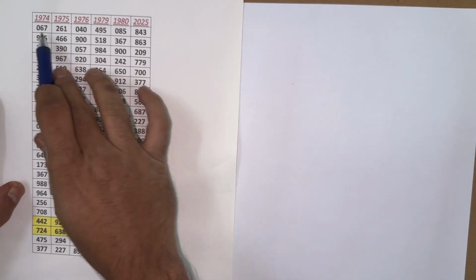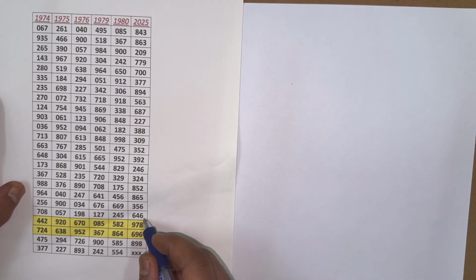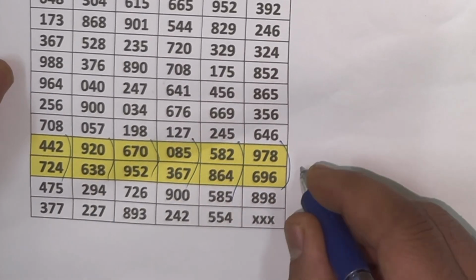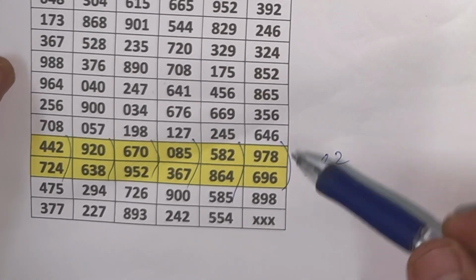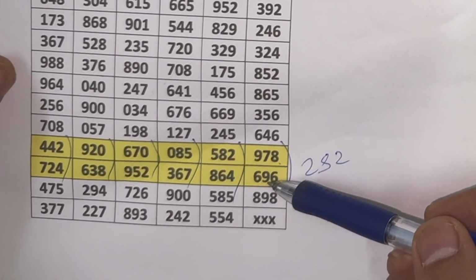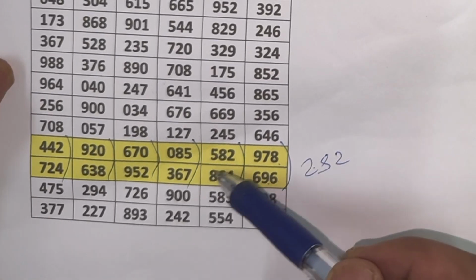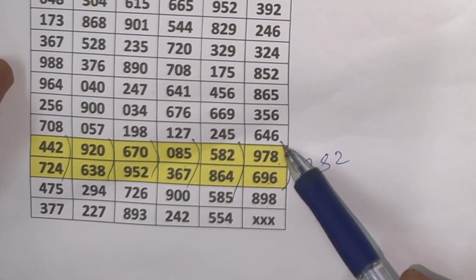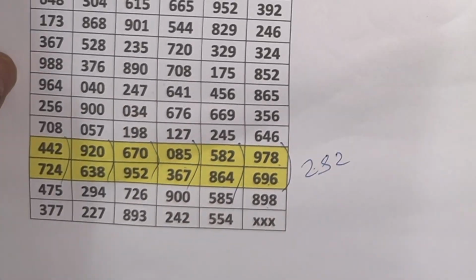This one, as you can see, covers different years, and the difference between these is 282. So 978 minus 696 is 282, and the same for all of these. And we are finding the 2 number after this. Check here.